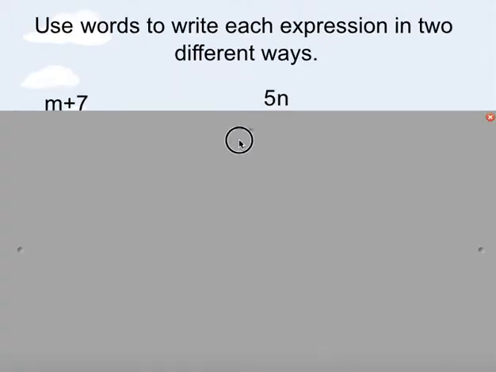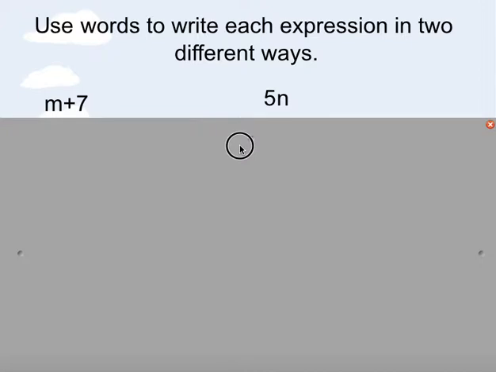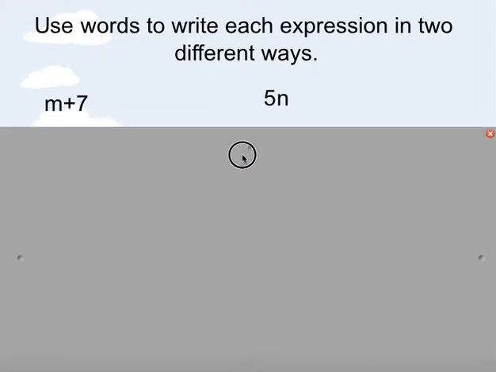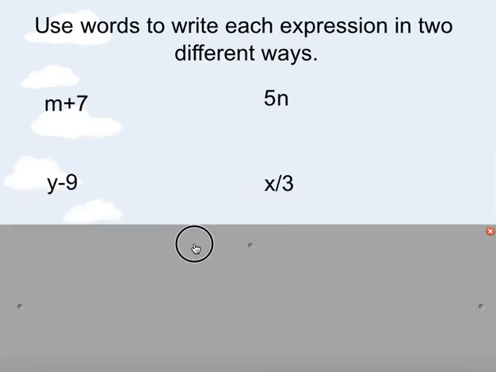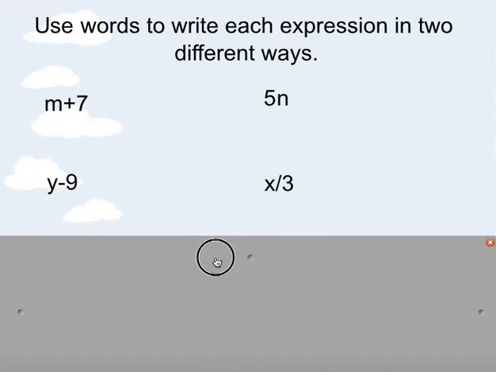All right, let's look at some expressions and turn them into some words. M plus 7. Well, we could say something like m increased by 7, 7 added to m. For 5n, we could say the product of 5 and n, or 5 multiplied by n. For y minus 9, we could say 9 less than y, or y decreased by 9. For x over 3, the quotient of x and 3, x divided by 3, any of those.